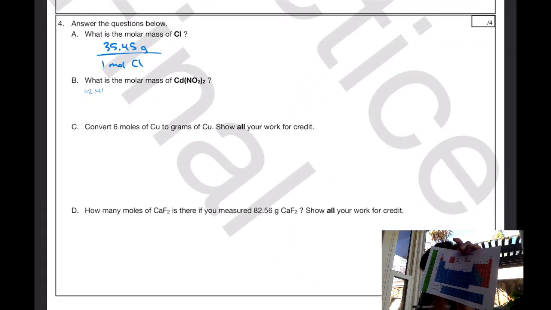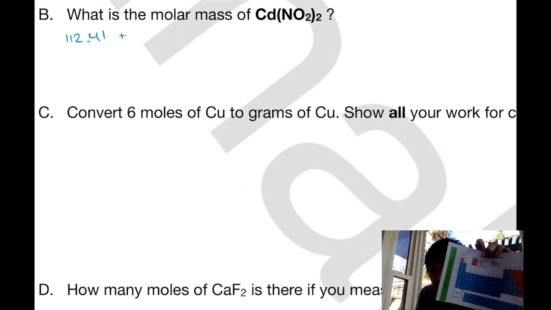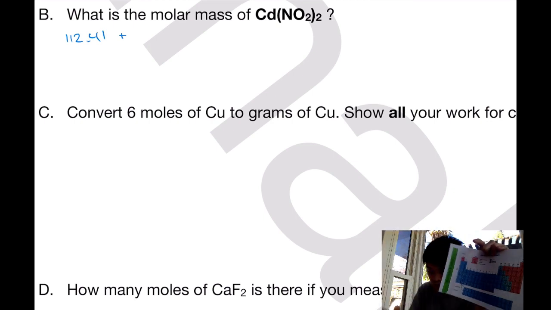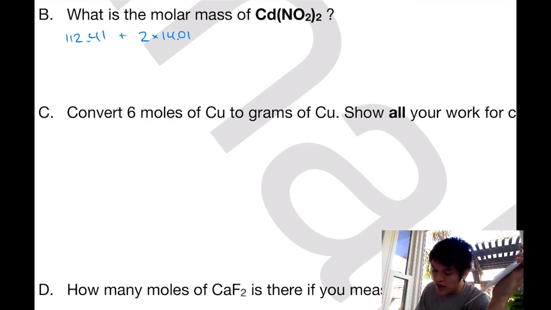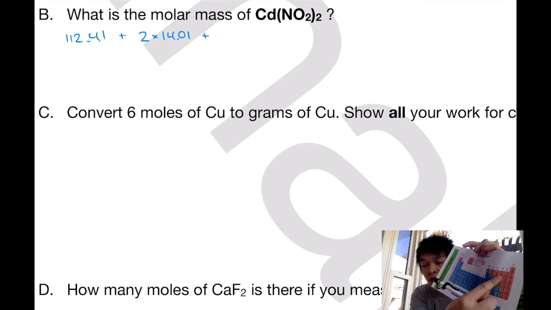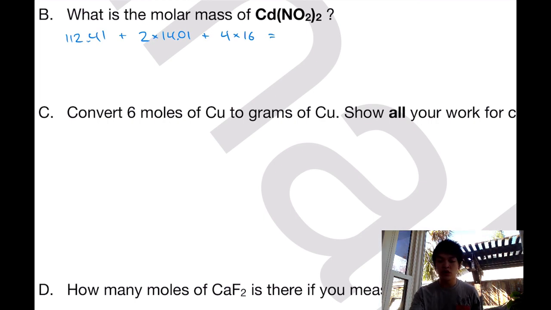But we still have to get the molar mass of the nitrogens and add it up. The molar mass of nitrogen is right here. It says it's 14.01. There are 2 nitrogens, so you multiply 14.01 by 2. Lastly, we add the molar mass of oxygen. There are 4 oxygens, and each oxygen is 16 grams per mole, so we add 4 times 16 grams per mole. Then you type this in a calculator, and you should get the molar mass of the entire compound.